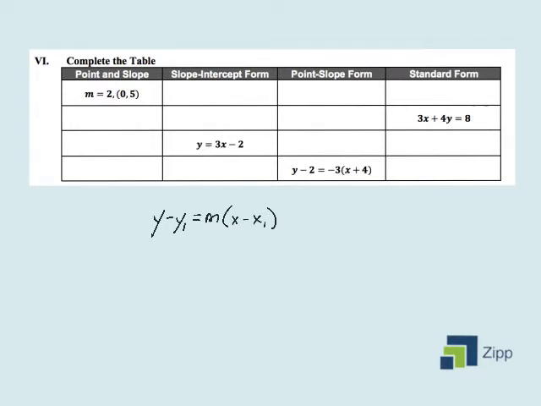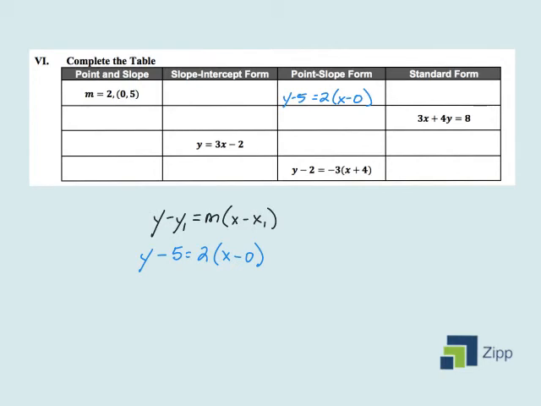In an ordered pair, we're given specific values of x and y. So let me go ahead and write this equation in point-slope form. I'll write y minus my y value from the ordered pair, 5, equals the slope, 2, times x minus the x value from the point. Let me write that in the box.